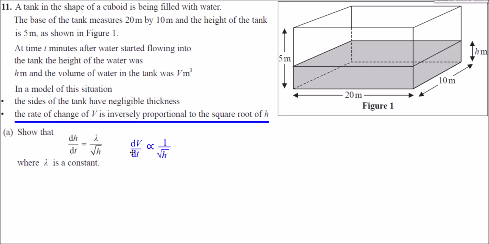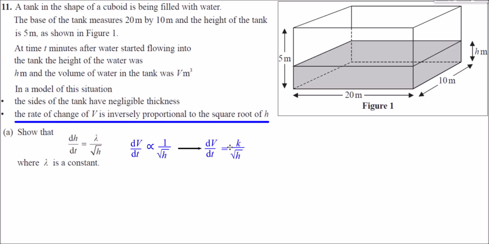So the next step is to say that if this holds true, then it logically follows that dV over dt will equal k multiplied by 1 over root h. In other words, dV by dt will equal k over root h. That's the same as me saying k times 1 over root h.